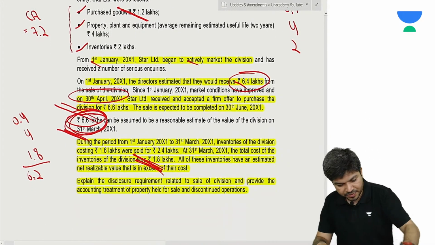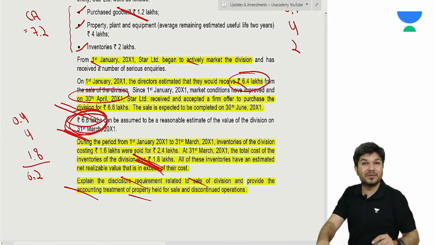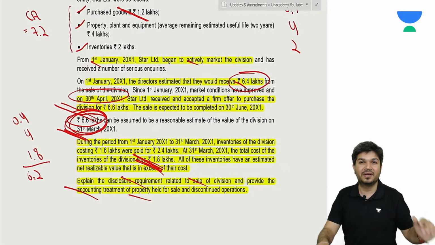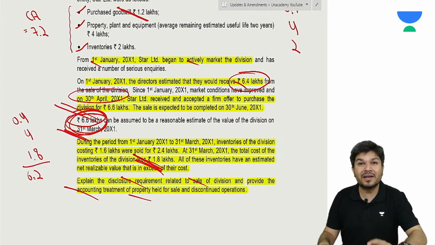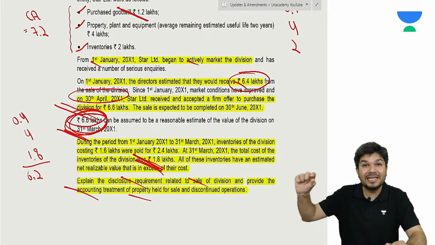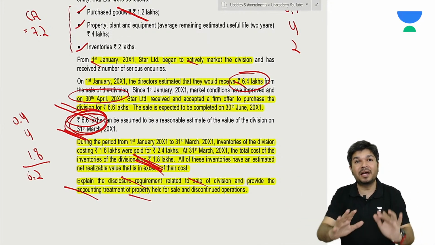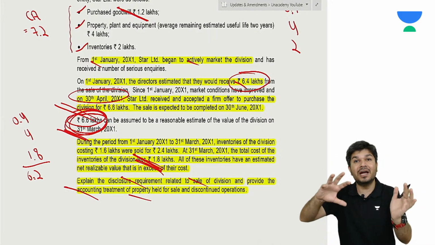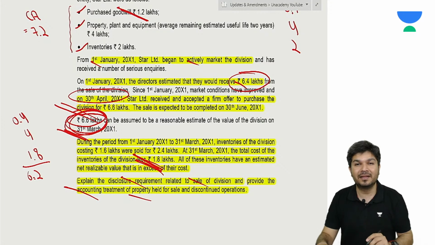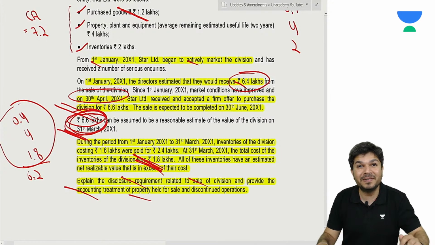So check out what is asked. Explain the disclosure requirement related to sale of division and the accounting treatment of property held for sale. Property held for sale will not be depreciated. It continues at 4. Acha sir, its disclosure? This is all related to discontinued operation. If something is related to discontinued operation, can I say a single line comes in P&L? Profit or loss from discontinued operation before tax. That includes goods sold and impairment loss, and the detail of everything you can show in the notes. So that's P&L. In the balance sheet, these assets of the disposal group will appear under current assets even though it's PP. It is nothing but held for sale.